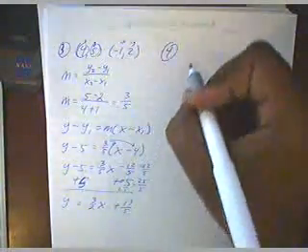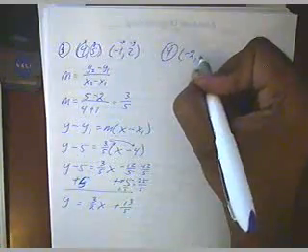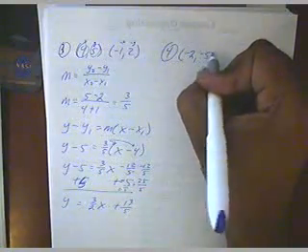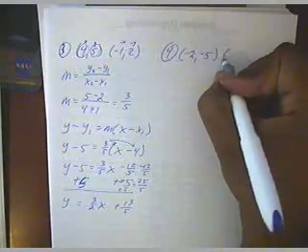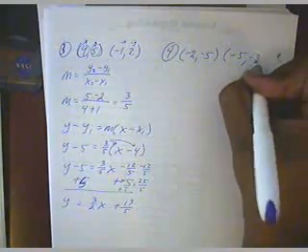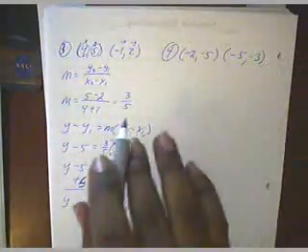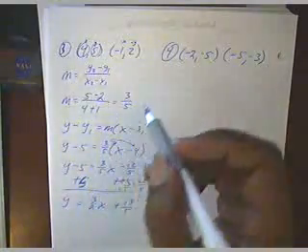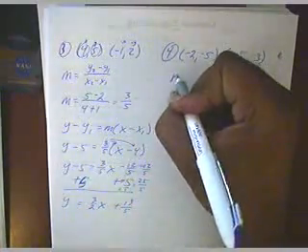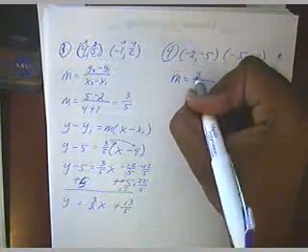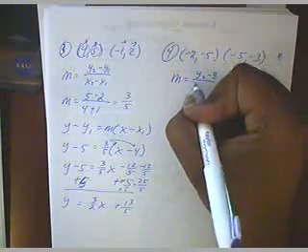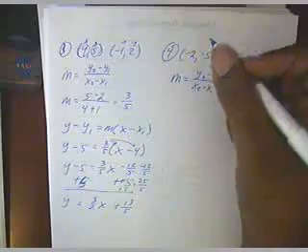Let's try one more like that. Again, we'll start off with 2 points rather than a point and a slope. So (-2, -5) and (-5, -3). So to use the point-slope formula, we're going to need a point and a slope. So to get a slope, we use the slope formula: y2 minus y1 over x2 minus x1.